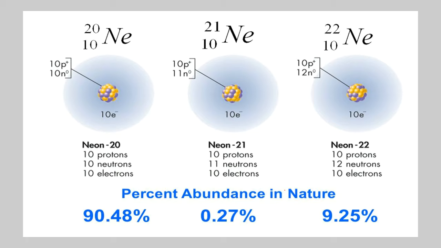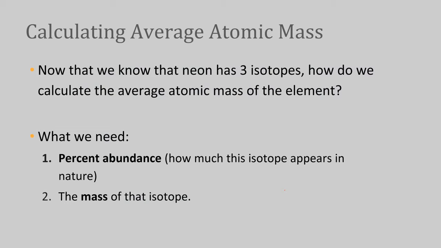So if I were to have a bag of 10 neons, 9 out of 10 times I'm going to be grabbing neon 20. 1 out of 10 times I'll get neon 22, and less than 1% of the time I'm going to be getting a neon 21. So they occur in different abundances. There's more of neon 20s than there are of neon 21s.